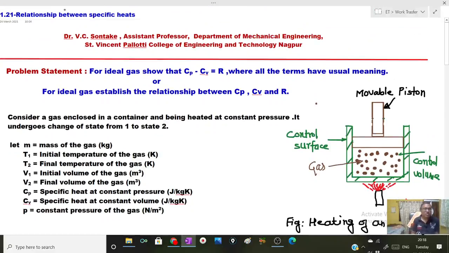Lecture number 1.21, Relationship between specific heats.